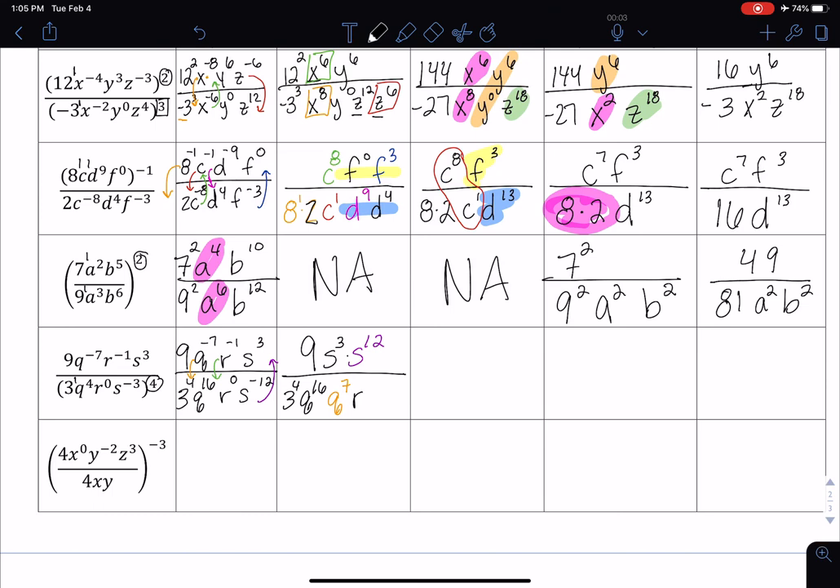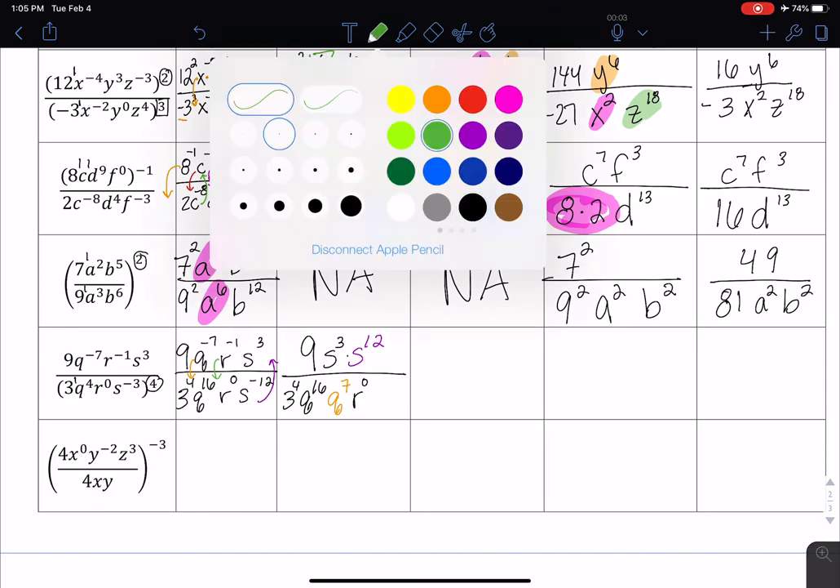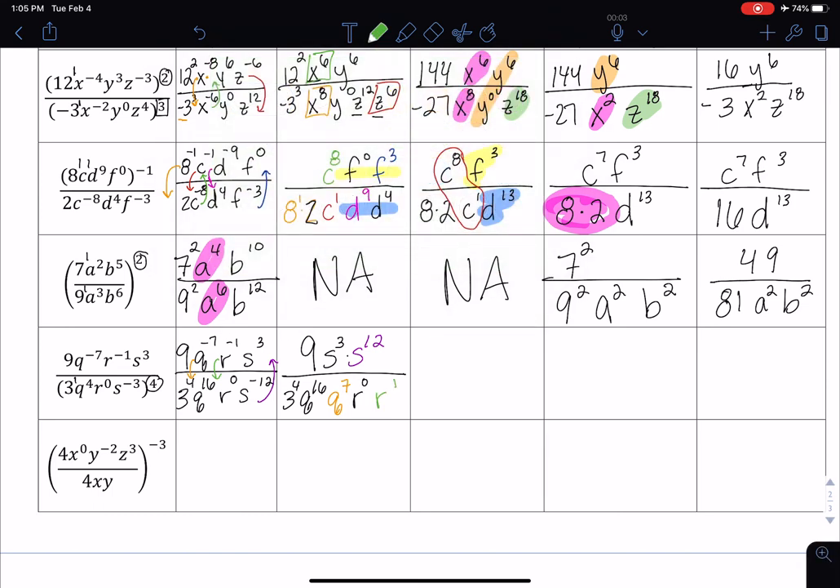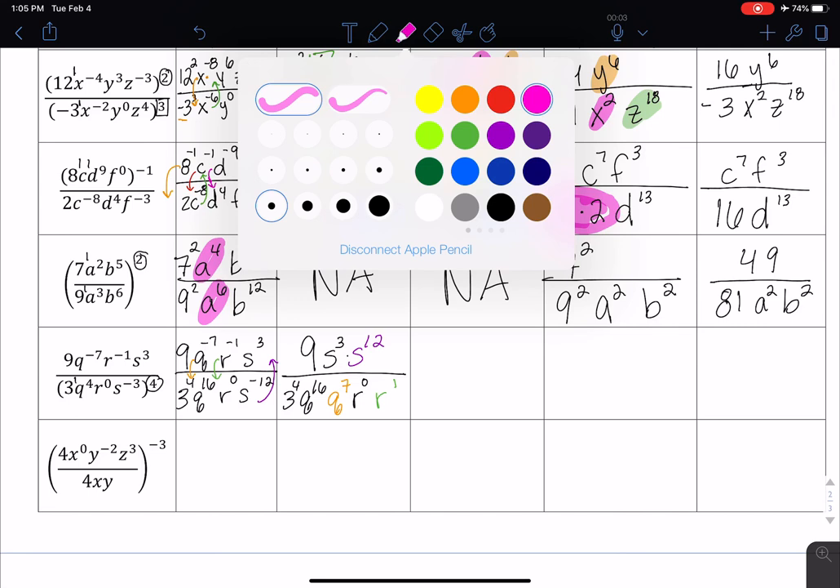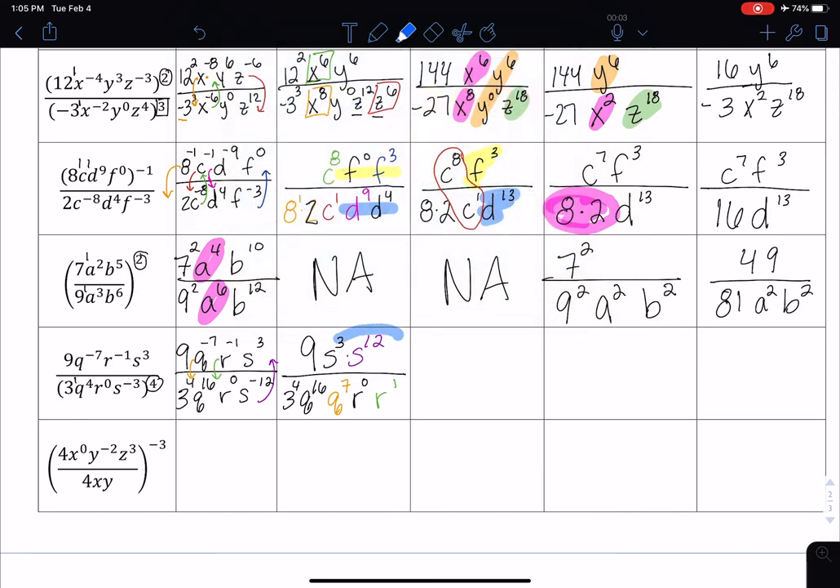The r to the 0 stayed, and the r to the negative 1 came down to become a positive 1. And that's everything. Okay, so now we're going to combine terms that have the same base, that are on the same level. So I'm going to do these two s's because they're both on top, and I'm going to add them since we're multiplying. So I have 9s, 3 plus 12 is 15 s's on the top.